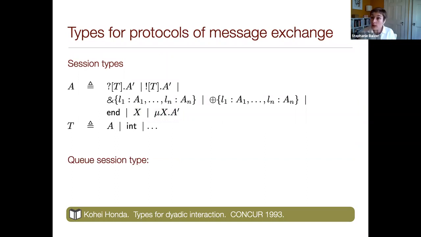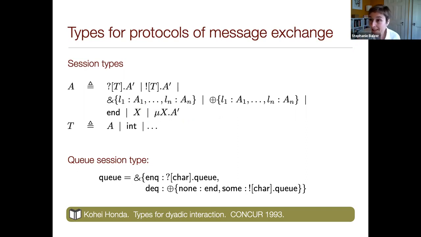Okay, so let's look at how we would encode the protocol that we want for a queue data structure using the session types that we have here on the top of the slide. All right, so I will just drop that here, what a feasible protocol is. So what does this protocol say?